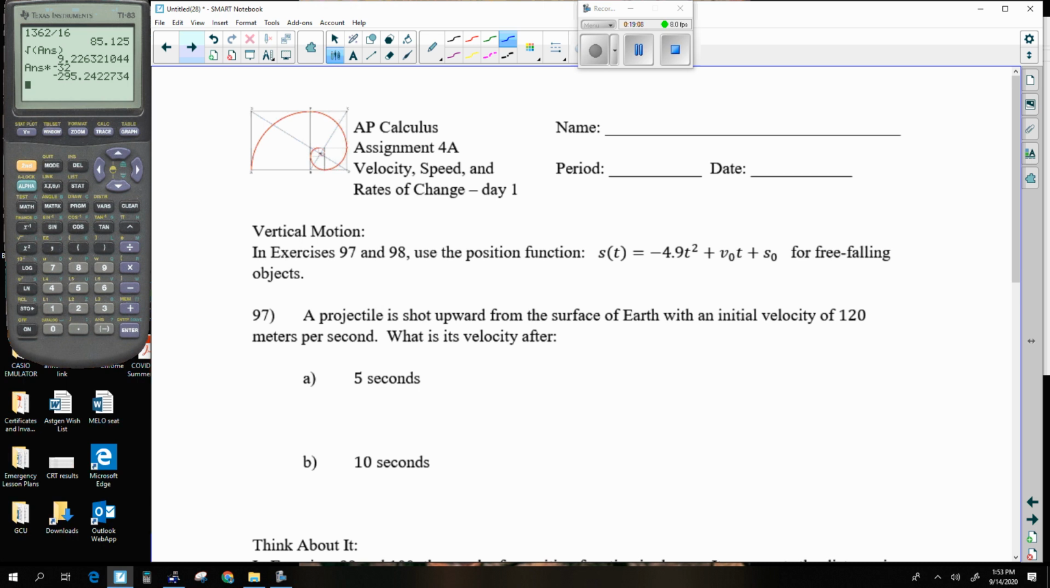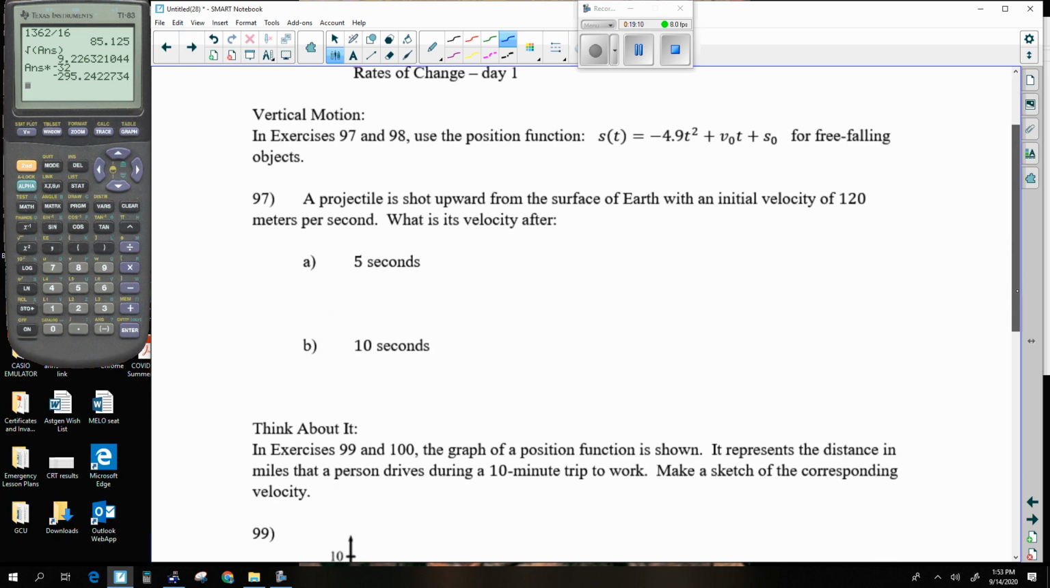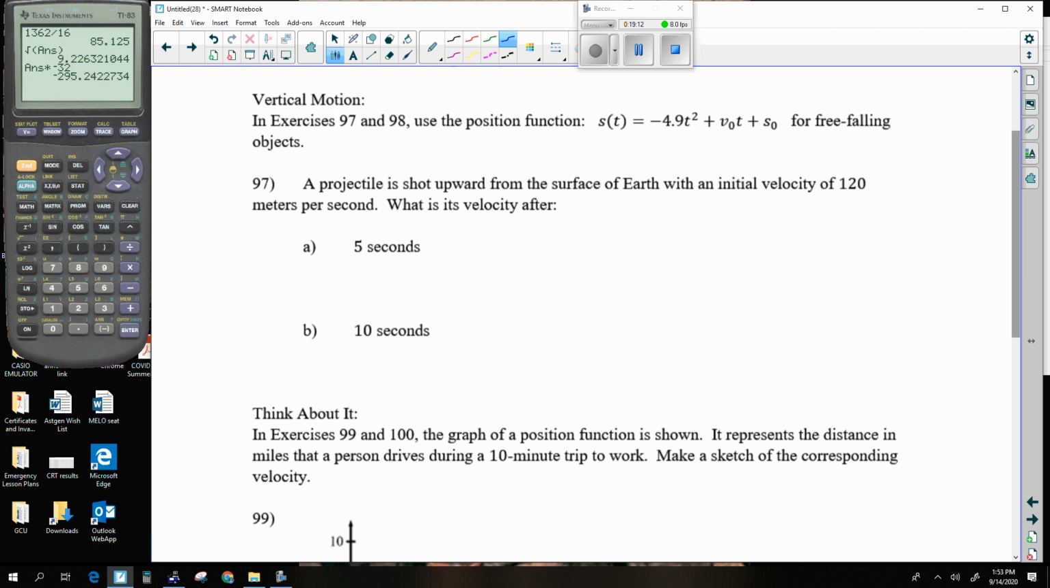All right. So we're going to get a lot better at these. Even I'm a little rusty at this. Here we go. Vertical motion, a cannonball or something like that is shot up. Free-falling objects. A projectile is shot upwards from the surface of Earth with a velocity of 120 meters per second. What is the velocity after 5 seconds?